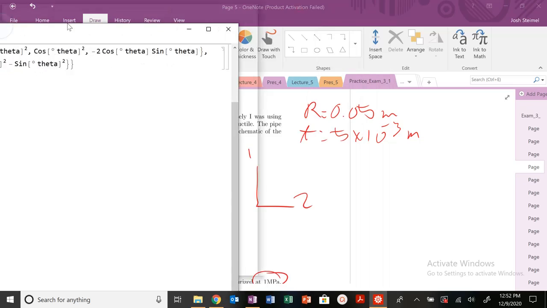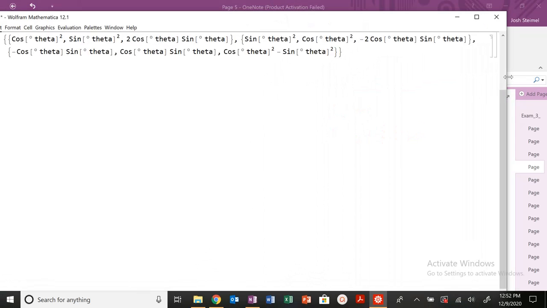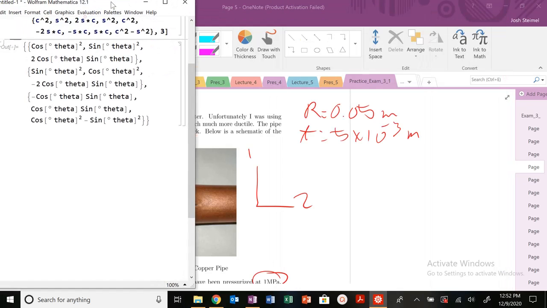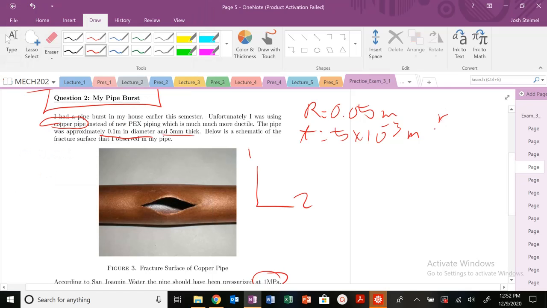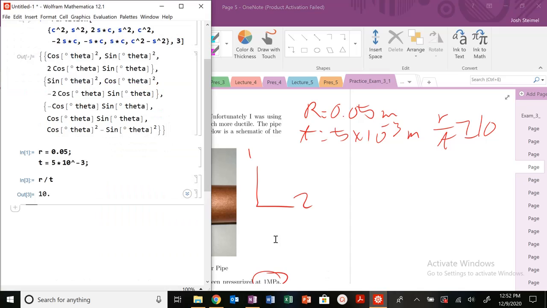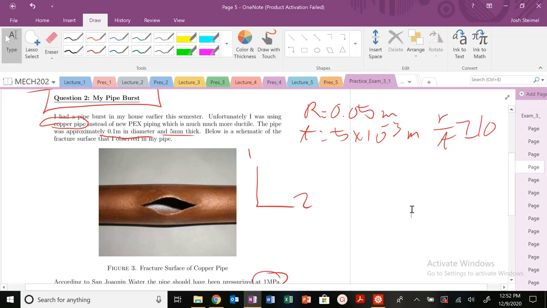So let's start to define some values here. So I know that my R is going to be 0.05. My thickness is going to be 5 times 10 to the minus 3. We need to make sure that if we're thin wall pressure vessels, R over T must be greater than or equal to 10. Let's go ahead and look at that value right here. It is equal to 10, so we're perfect and we're good to go.